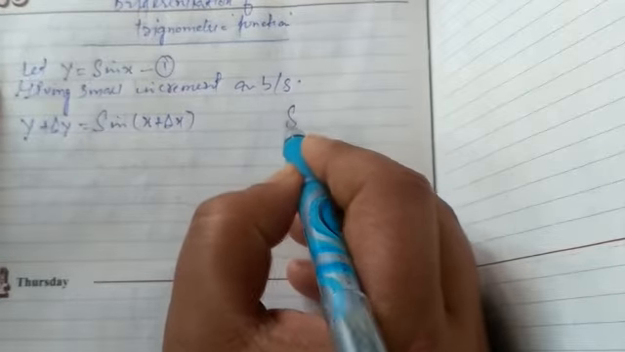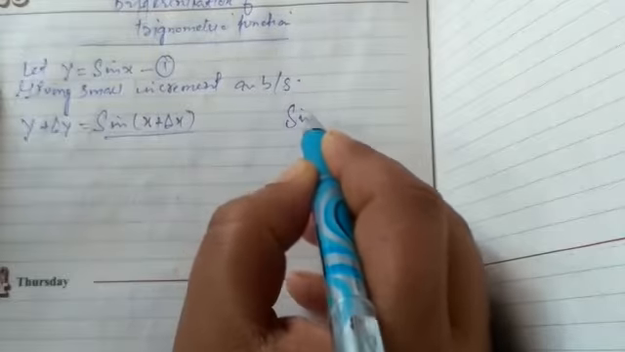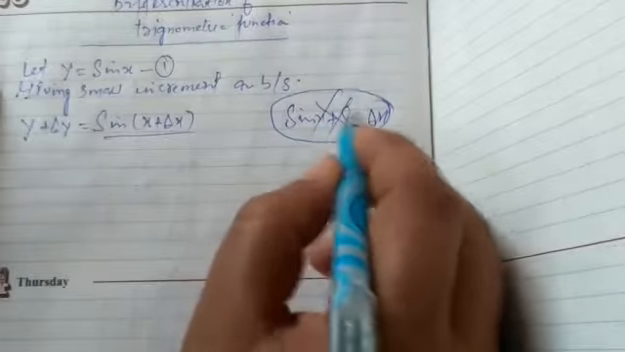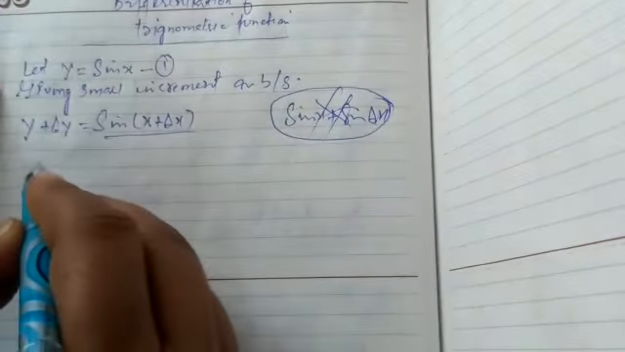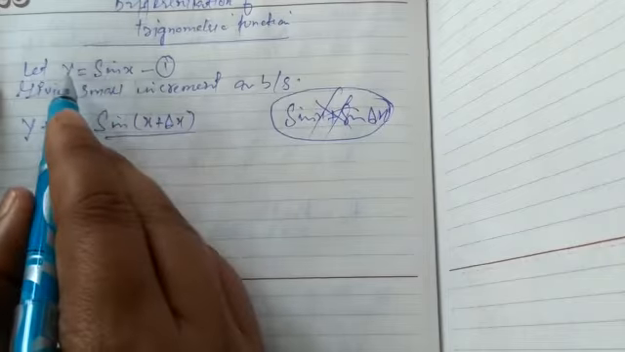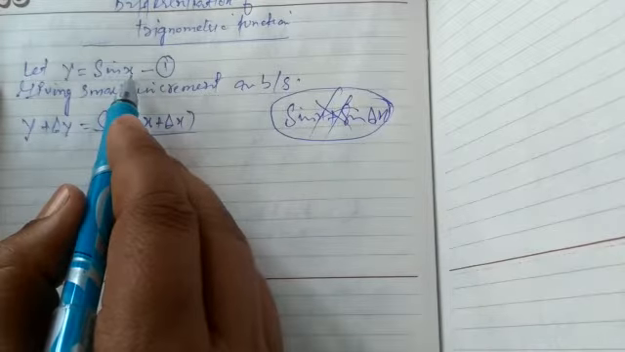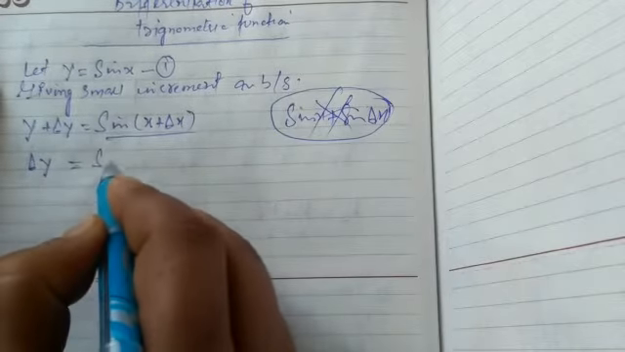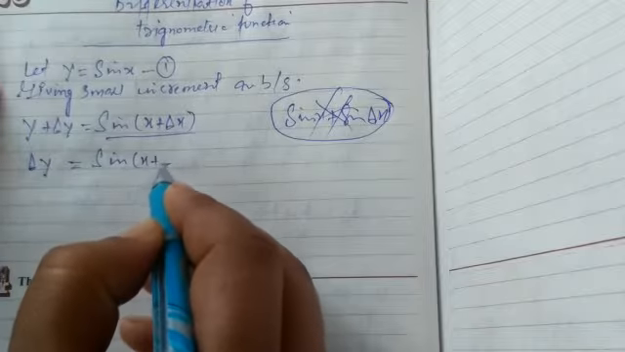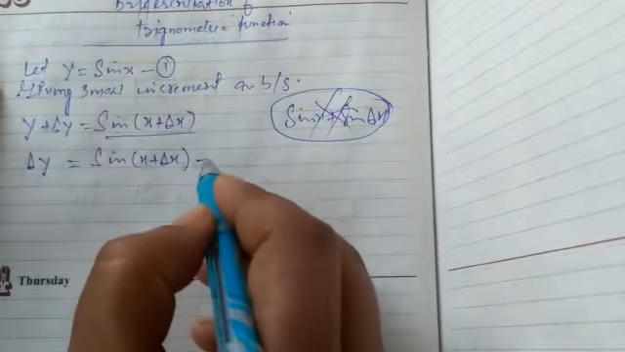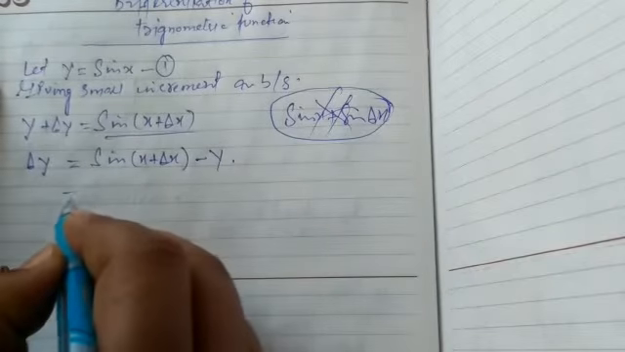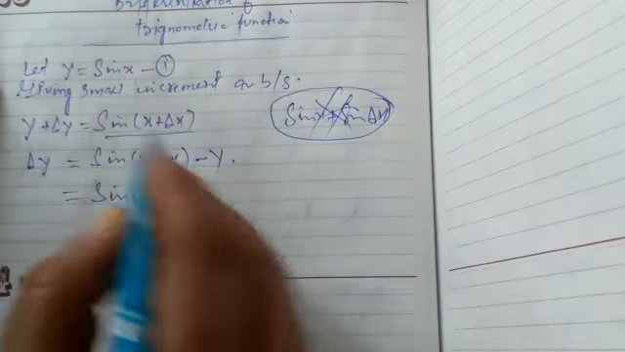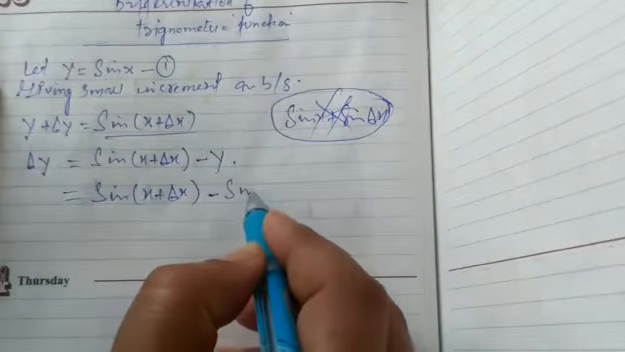Sometimes some people write sine of delta x, some write sine of x plus sine of delta x. If they are proceeding like this, it is wrong. You don't have to follow it, because we are giving an increment to variable y and we are giving an increment to variable x. So delta y equals sine of x plus delta x minus y, and instead of y we will take sine of x.